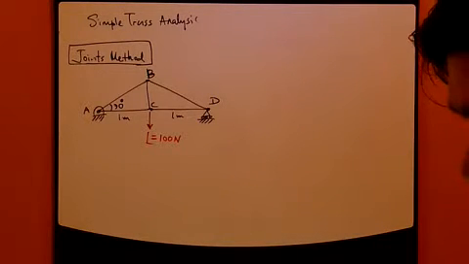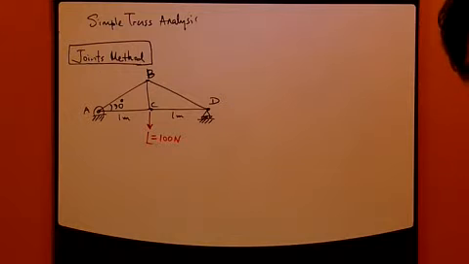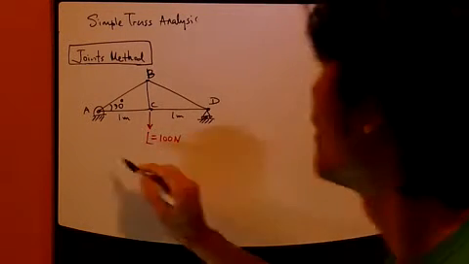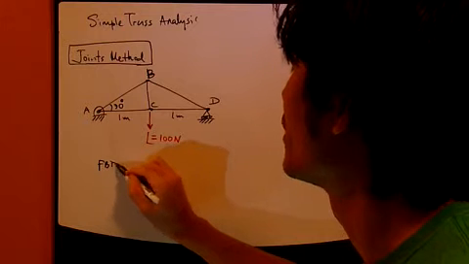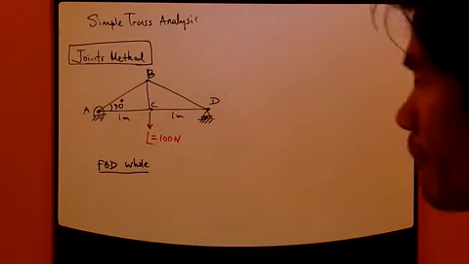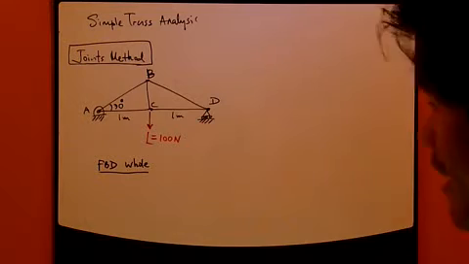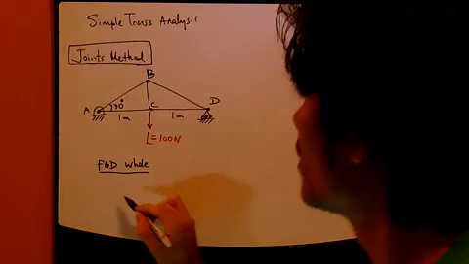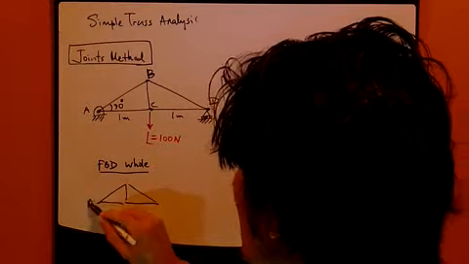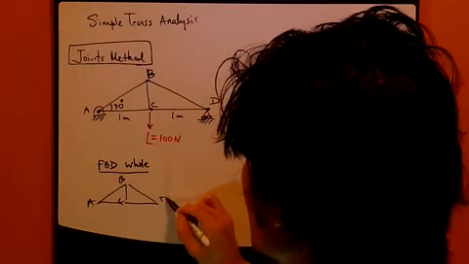First thing you should do, draw a free body diagram for the entire truss. So let's do that here. Free body diagram for the whole thing. So this is not a joints method just yet, it's just for the whole thing. So let's draw that. Label it A, B, C, and D.